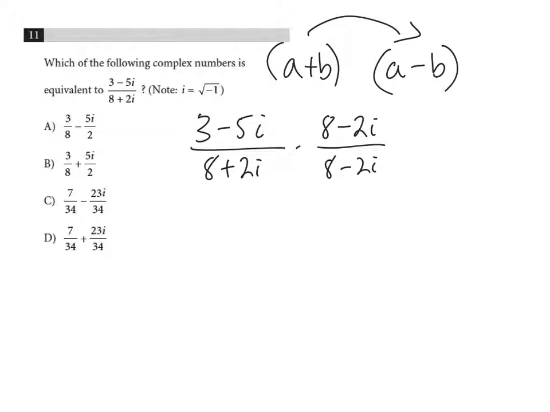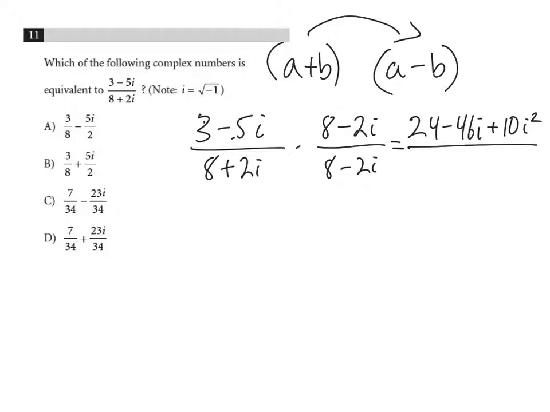Okay. All right. Now, if we multiply that out, in the numerator we're going to get 24, and then minus 6i, and then minus 40i, so minus 46i. Let's see if I did that right. 3 times 8, yep, and then 3 times -2, -6, and then -40i, okay? And then plus 10i squared, okay?